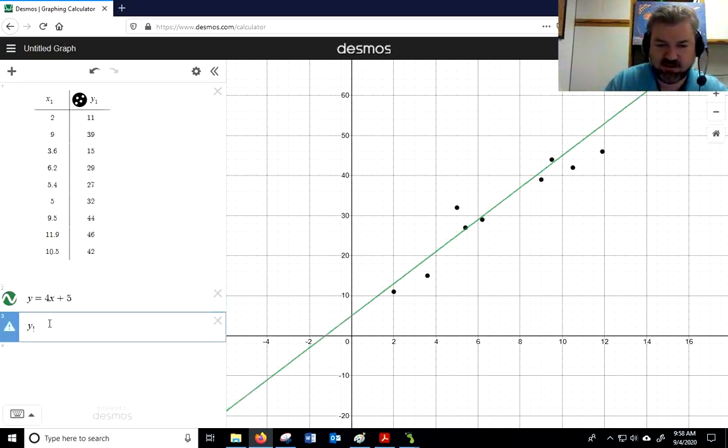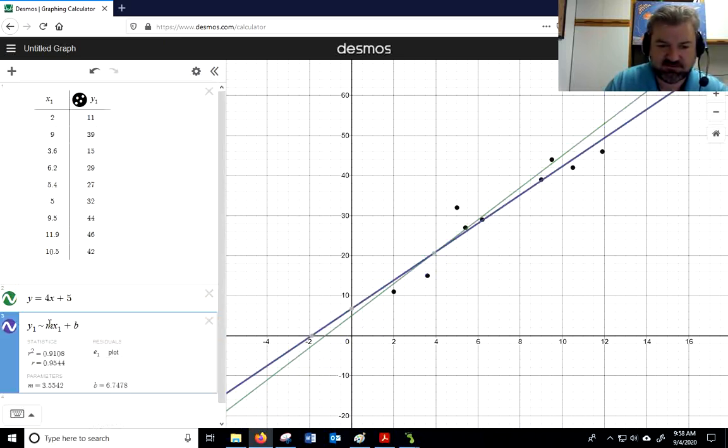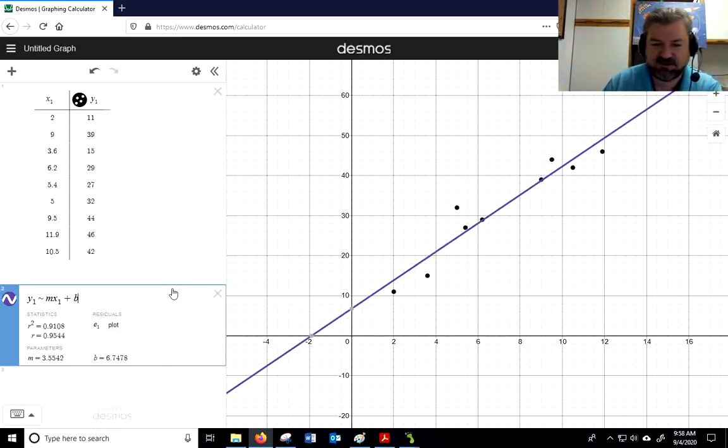So y sub 1 is approximately mx sub 1 plus b. 3.5. Okay, so yeah, I was still too steep, wasn't I? 3.5, and my y-intercept was too low. Now, the y-intercept would represent the number of thefts that we would expect in a neighborhood that had 0 fires. Okay, so I'll get rid of my estimate now that I've got that.